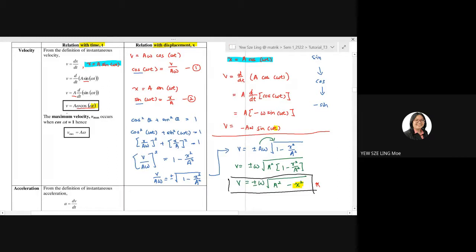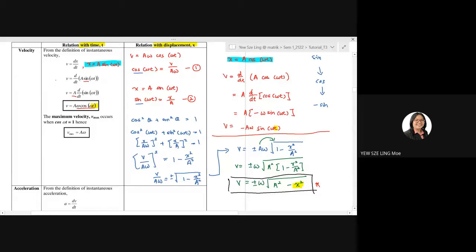Biasanya dia akan suruh kamu derive v dalam trigo punya functions. Dia bagi kamu x dalam sin ke, x dalam cos ke, dia suruh kamu cari v. So you need to know how to differentiate for the relation with time. Untuk relation with displacement, dia macam tak pernah keluar lagi, minta kamu derive equations dia.